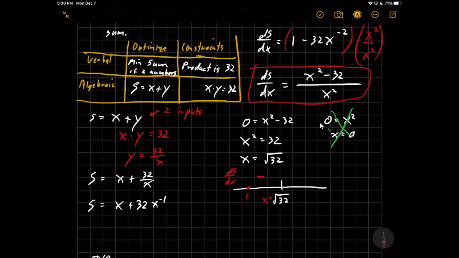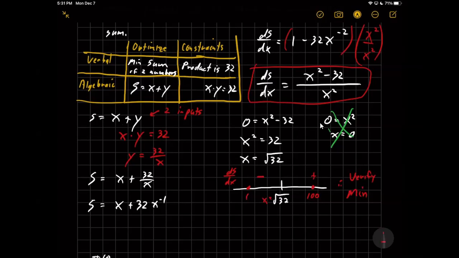And then let's put in a really large number, bigger than the square root of 32. We could put in a number like 100. If you put in positive 100, clearly dS dX will be positive. So those are great test points. The first derivative clearly changed from negative to positive. Therefore, the function went from decreasing to increasing, and this verifies that we have a minimum. So we've just verified the min using a first derivative test.